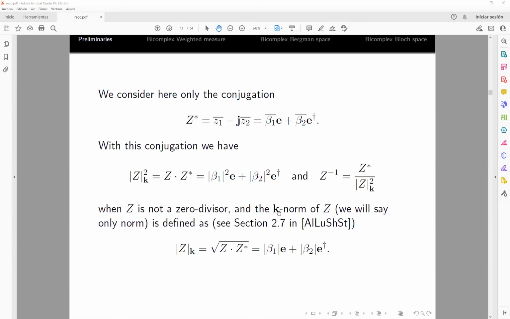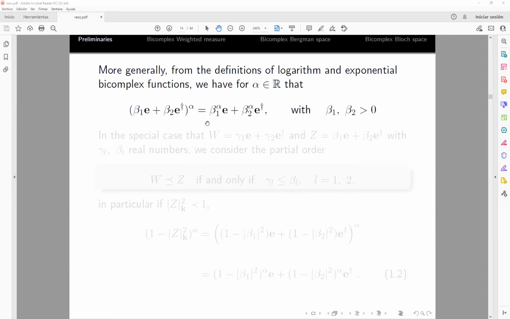We define the k-norm of z as the square root of z times z star, and it is given exactly by the modulus of beta 1 times e plus the modulus of beta 2 times e dagger. Or, more in general, if alpha is a real number, we can write this power in this form. All this belongs to the theory, with beta 1, beta 2 greater than 0. All these facts belong to the general theory of bicomplex numbers.